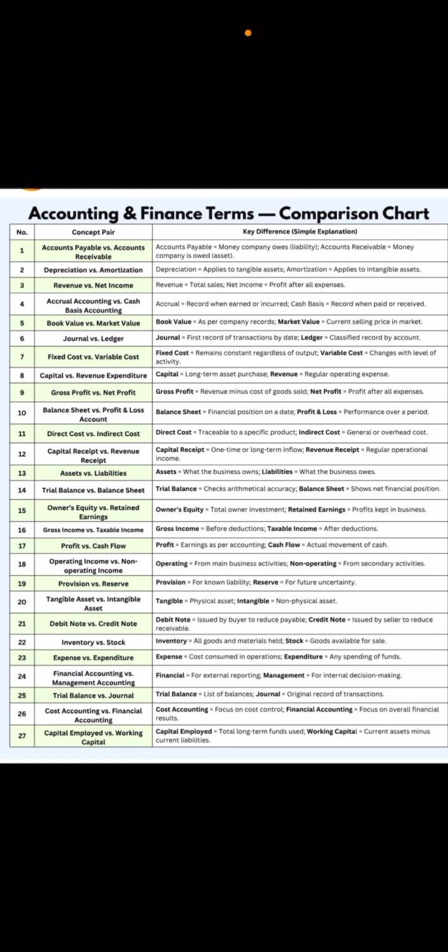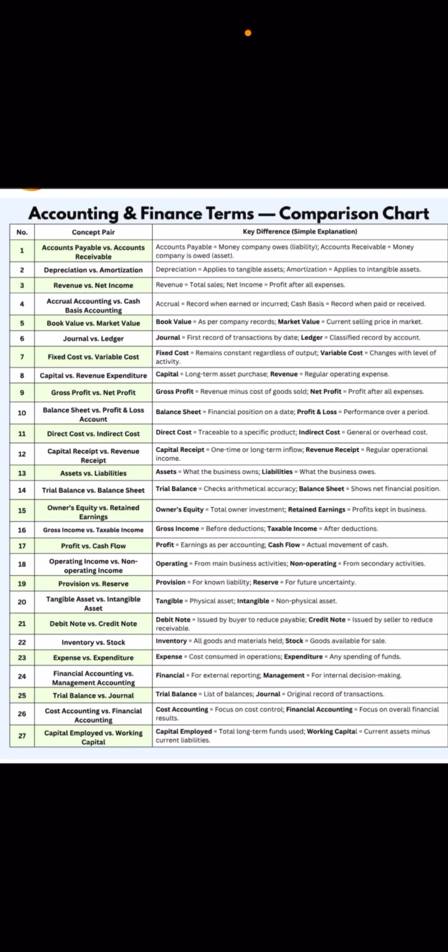Next point, journal versus ledger. Journal is the first place to record transactions on the basis of date. It's known as chronological order. Next, ledger arranges transactions by accounts. For example, cash account, sales account, purchases account, etc.